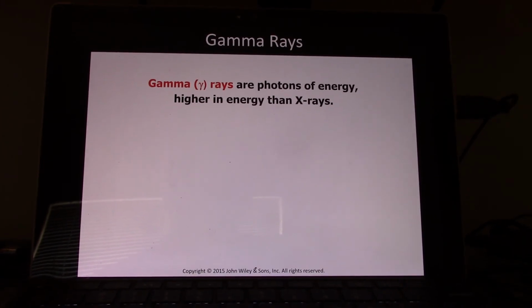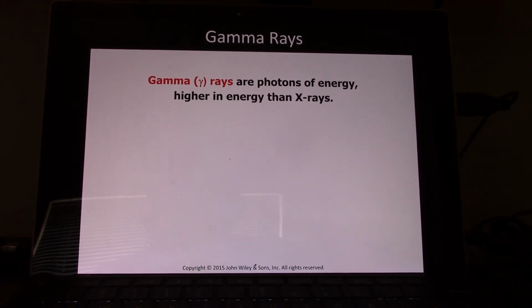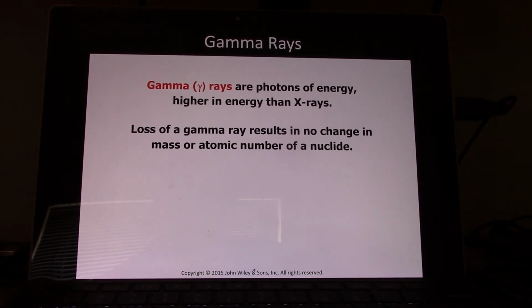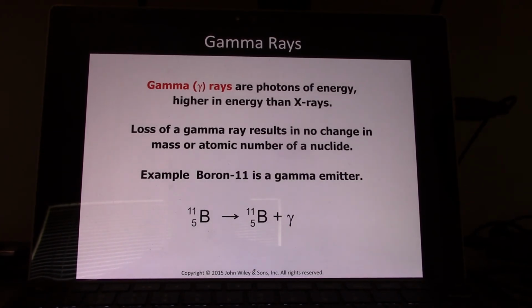Gamma rays are photons of energy that are much, much higher in energy than X-rays. Loss of a gamma ray results in no change in mass or atomic number of a nuclide. And so the mass number stays the same, the atomic number stays the same, you're just emitting high energy photons of light, which is a gamma ray.